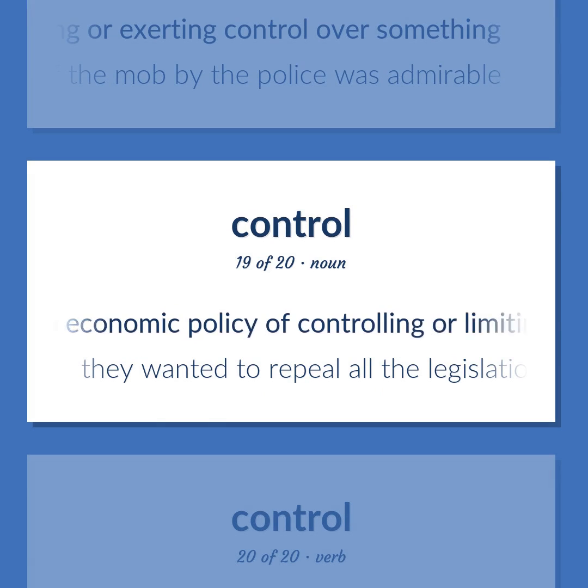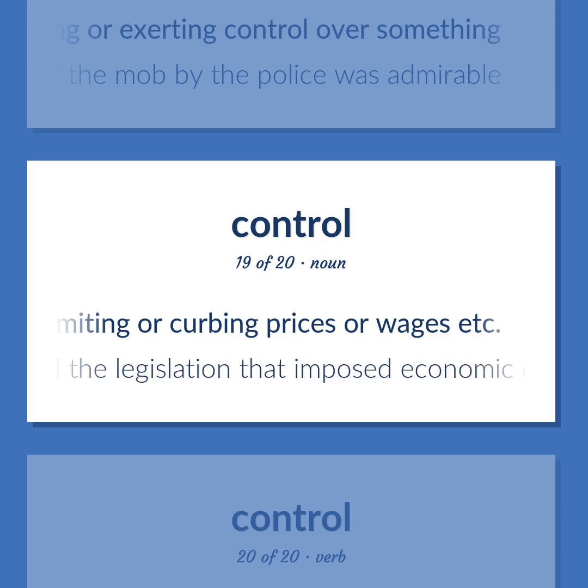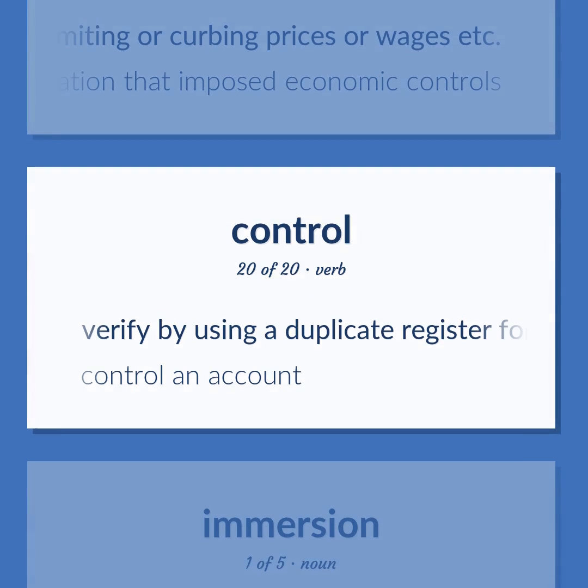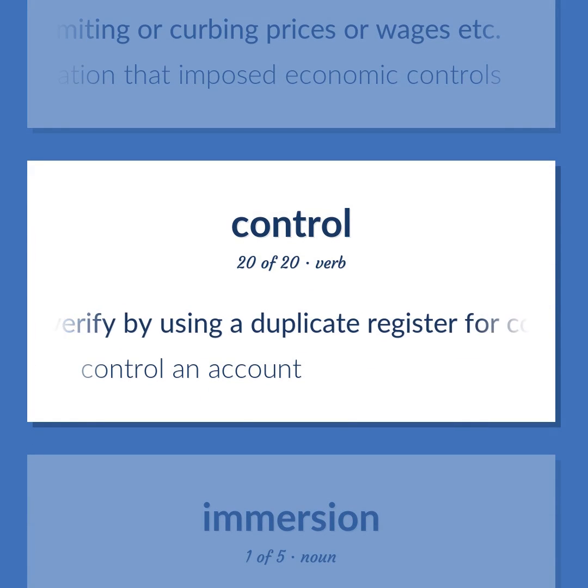The economic policy of controlling or limiting or curbing prices or wages, etc. They wanted to repeal all the legislation that imposed economic controls. Verify by using a duplicate register for comparison. Control an account.